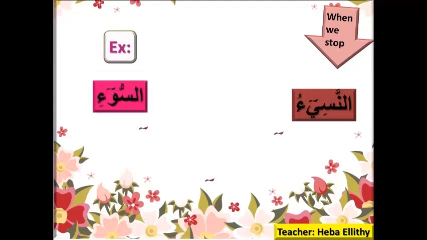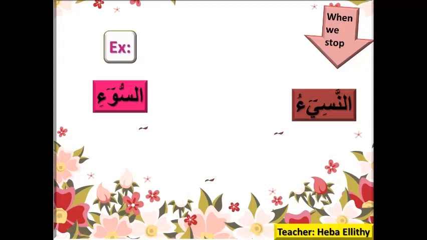Second example here, the word as-su'. This is how I stop on the Hamza too. I raise my voice on the Hamza a little bit to make it clear. If you look here, this is Hamza with kasra, but if I stop, it will turn to sukun. It has mad wajib muttasil before it, so I stretch this waw 4 beats and then I sound the Hamza. In this case, I should make it with nabr.